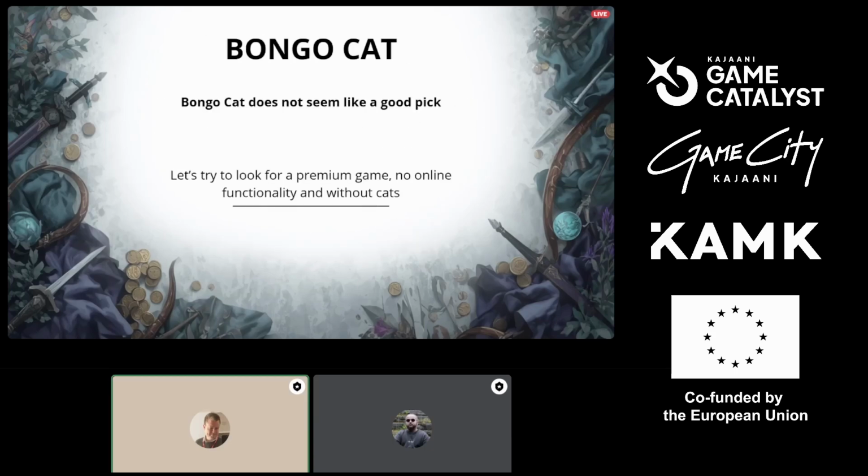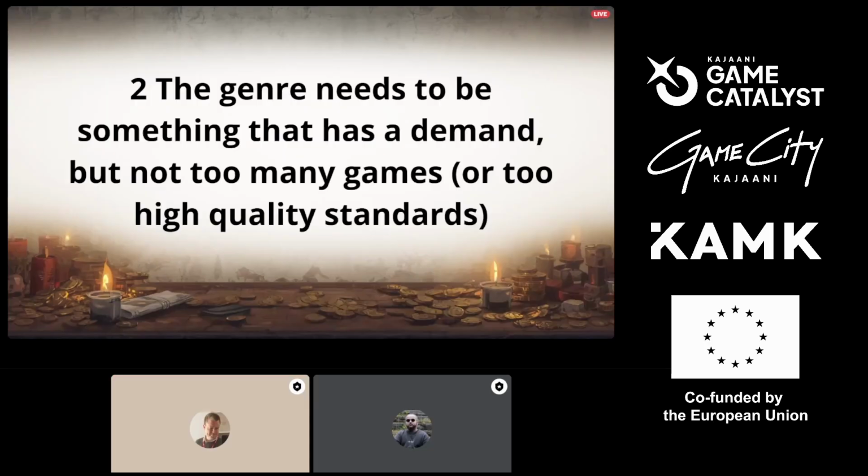I think the next slide is wrapping it up. So Bongo Cat doesn't seem like a good pick. There's a lot of red flags for a small team, at least for myself as a solo game developer. There's too many red flags that I don't want to be taking that route. I think the main thing is the free to play model and the monetization model, but also the online functionality that I don't want to compete with. So with this in mind, let's try to look for a premium game that has no online functionality and without cats. Let's see if we can do that.